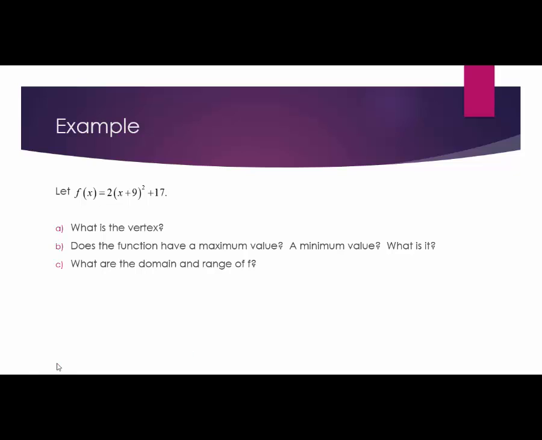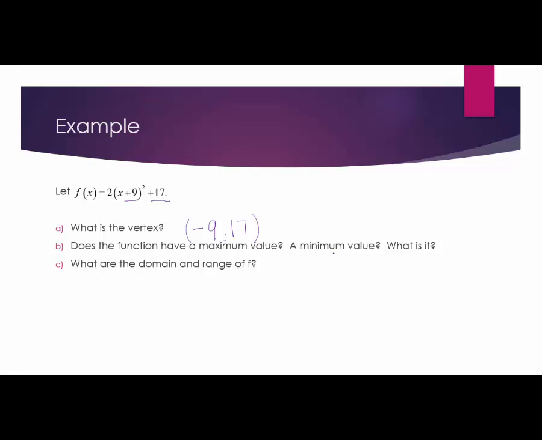Let's think about that with an example. I've got a quadratic equation here in my standard form or my vertex form. I want to know, what is the vertex? Well, x squared, my parabola y equals x squared, has a vertex at 0, 0. That vertex is being shifted to the left 9 units and up 17 units. So that's going to put my vertex at negative 9, again, because this shifts to the left, 17.